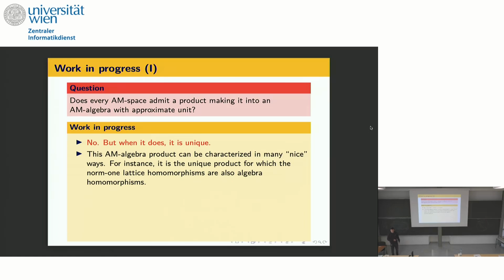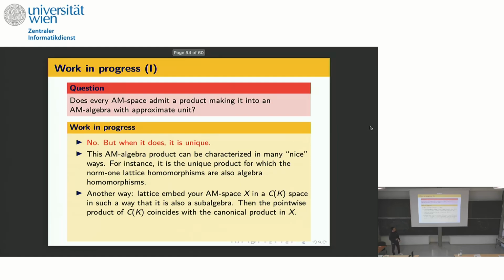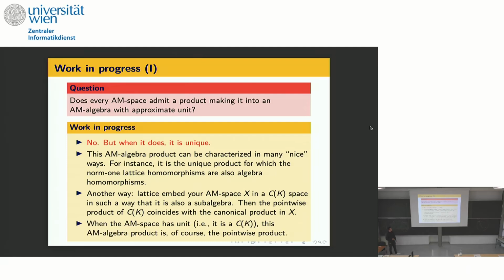It turns out that, well, it won't always work in an AM space, but when there is a product like this one, this defines it completely. So there is no other product satisfying this. And also another characterization is, well, lattice embed your lattice in a C of K. If you can do that in such a way that it is a subalgebra, restrict the product to your X, and this is the product I'm talking about. And this is perfectly well defined. So you can do it in any way, and this works. And of course, when the AM space has a unit, everything reduces to the pointwise product. So this is somehow a generalization of the pointwise product to more general AM spaces.